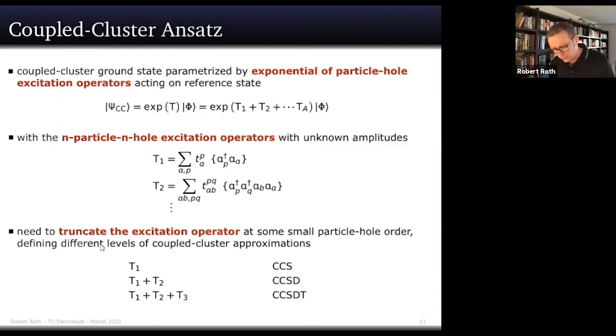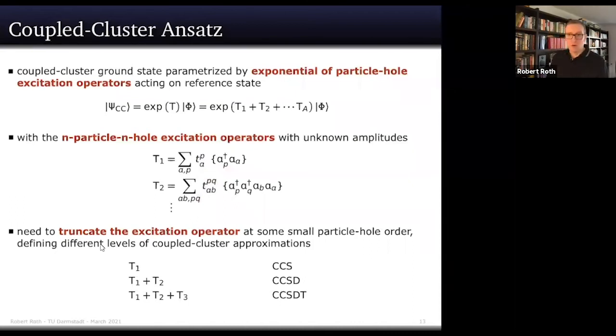And in coupled cluster, you really formulate an explicit ansatz for this ground state, which I call psi CC. And you formulate this ansatz with an exponential of particle-hole creation operators. So this T, which is in the argument of this exponential, this is a sum of one-particle one-hole, two-particle two-hole, up to A-particle A-hole excitation operators with unknown amplitudes or coefficients, these little t coefficients here in front.